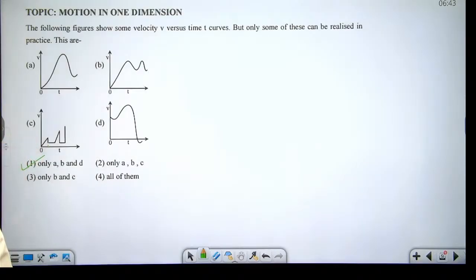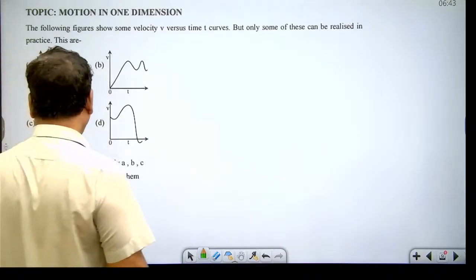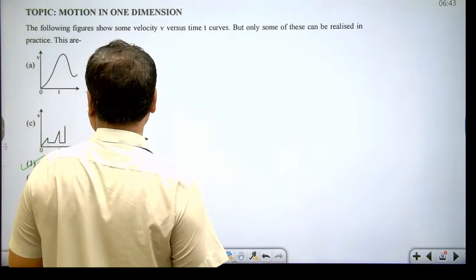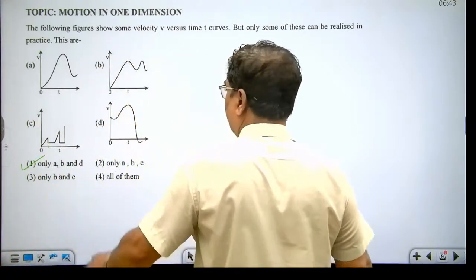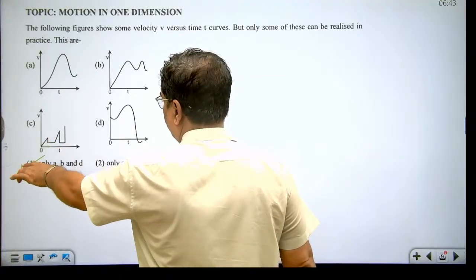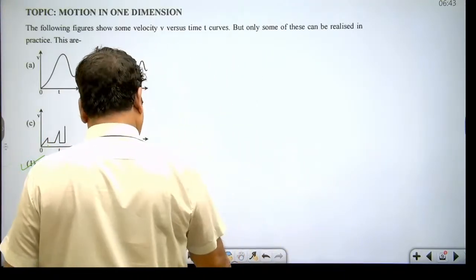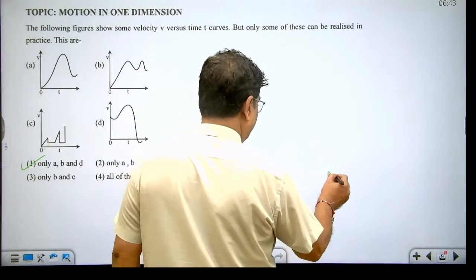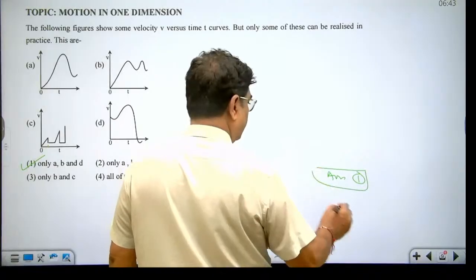Because this curve is showing a continuous curve. If the curve is not continuous, then C is also possible. Dear student, understood? If this graph is not continuous, then C is also possible. Otherwise A, B, and D is the correct answer, because at a given time there cannot be more than one velocity. So we are assuming that this graph is continuous, and we are writing options A, B, D as the correct answer. So out of 4 choices, we are marking option 1 as the correct answer.